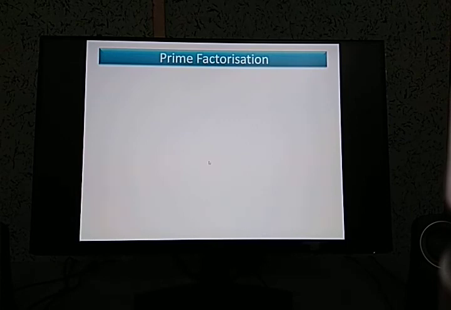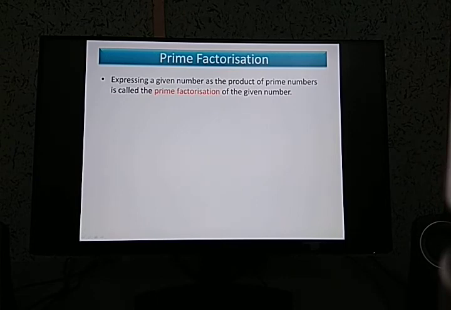Now moving on to the last topic of the day, that is prime factorization. So what is prime factorization? Expressing a number as a product of prime numbers is called prime factorization of the given number. So if you are given any number, and you find all its factors, and those factors are prime numbers, then such a factorization is called prime factorization. Now there are two methods of prime factorization of a given number. The first one is called the division method, and the second one is called the factor tree. So we will see first the division method.